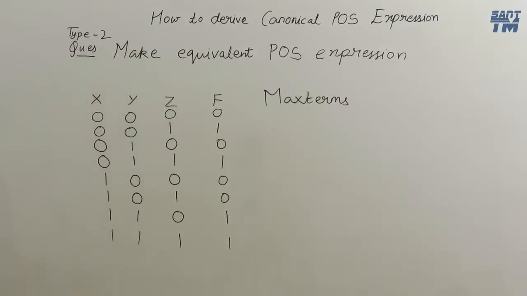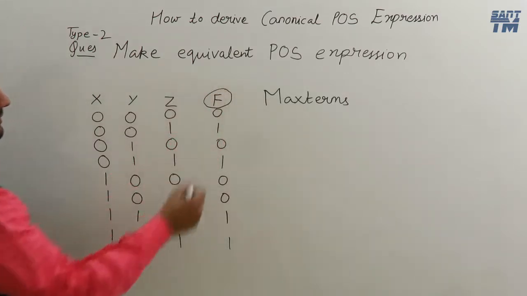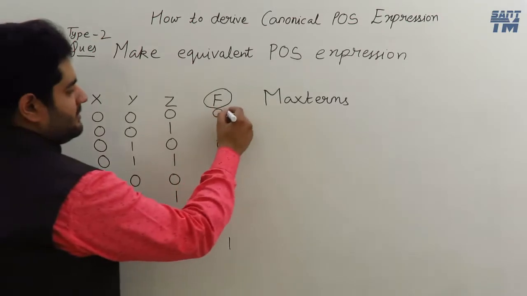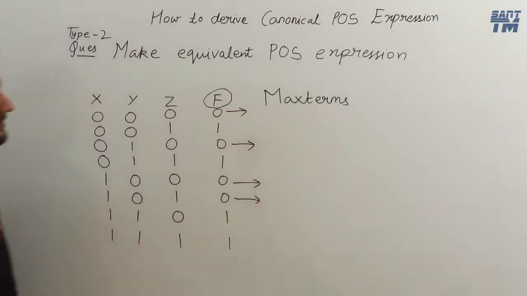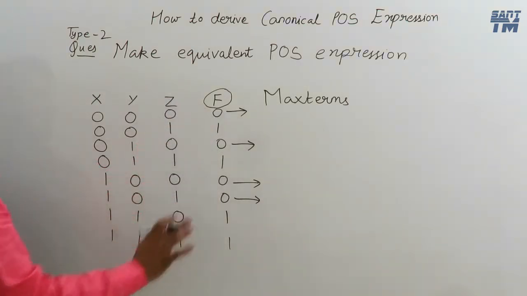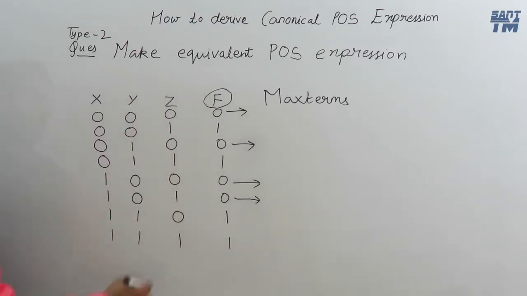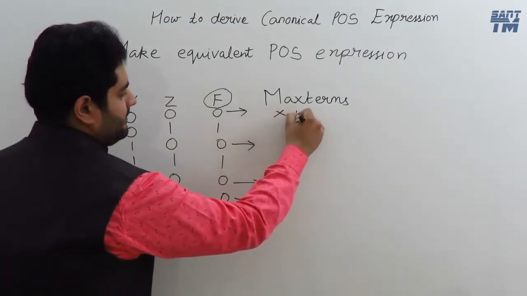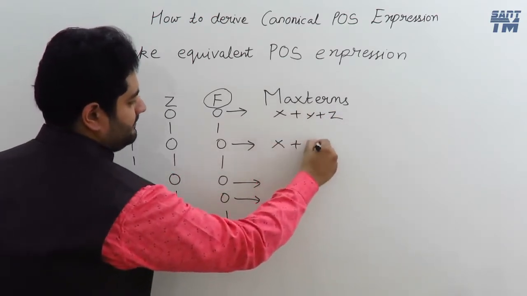They will give you the truth table and give you one function or directly give you the output. You have to just check which rows are 0 and write the equivalent max terms for this and then construct the POS expression. So rows 1, 2, 3, 4 have the function value as 0. These are selected and we write x plus y plus z literals everywhere.